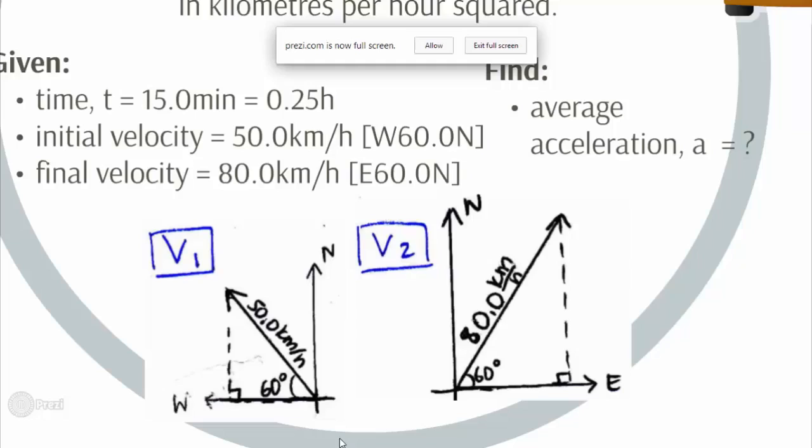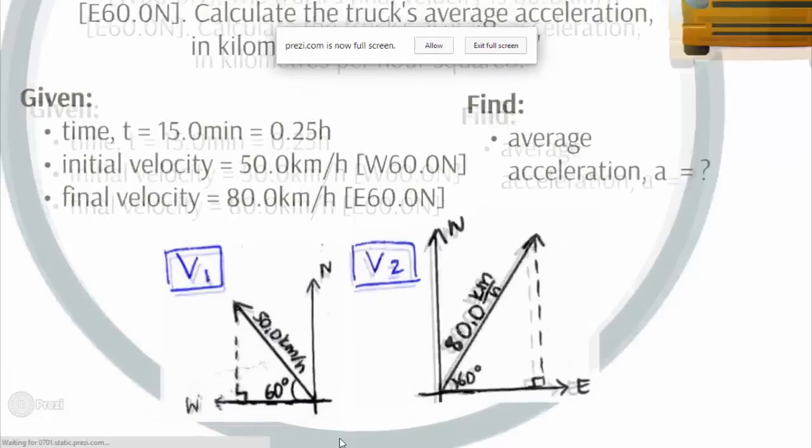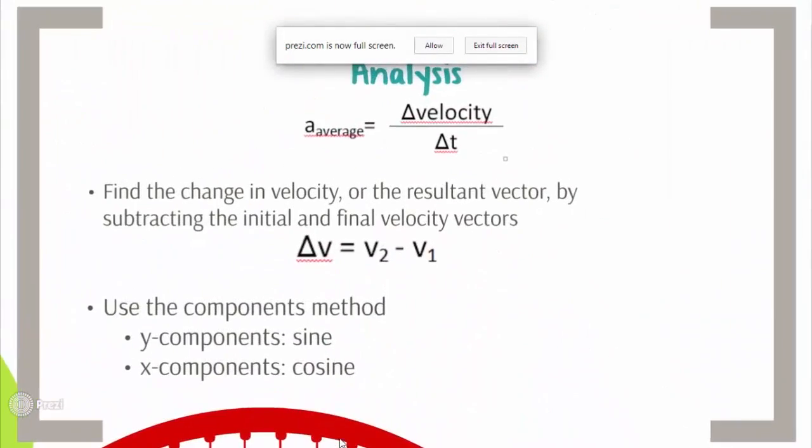We know from the question that we want to find the average acceleration over this time period. Average acceleration is equal to the change in velocity divided by the change in time. Since time is given by the question, we have to find the change in velocity. Change in velocity is equal to the difference between two vectors, or the vector addition of the positive final velocity and negative initial velocity. To find the change in velocity, we can use the component method.